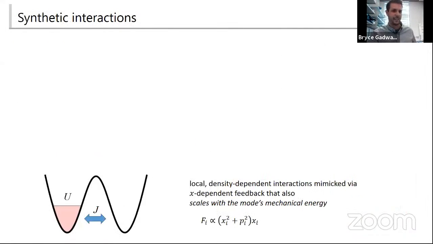And the last thing I'll say, because I think this is really cute, you can mimic interactions as well. So you can get synthetic interactions. They're again mean field. But what is a mean field interaction? It's a local density-dependent energy shift that scales in this mechanical analogy with the amount of mechanical energy in the mode. So here we're applying a feedback that doesn't just depend on X, which would be a static shift of the frequency, but one that depends on X squared plus P squared times X.